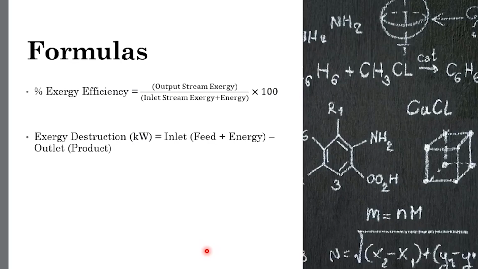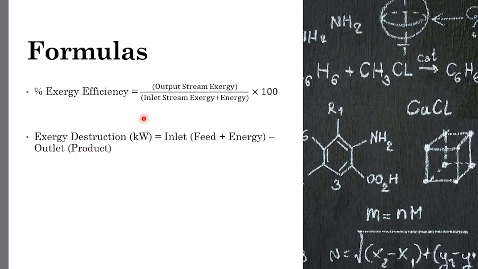If we talk about the specific formula for this, the percentage exergy efficiency will be calculated as output stream exergy divided by inlet stream exergy plus energy. This is one of the ways to do it. Other formulas are available in the literature, but we will get almost the same answer from them. And exergy destruction in kilowatt is calculated as inlet minus outlet. Obviously, inlet is feed plus energy and outlet is product.